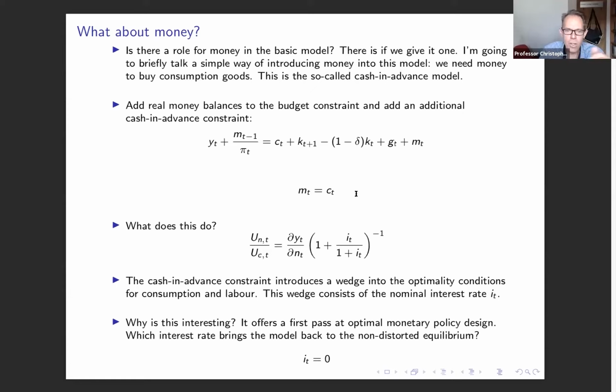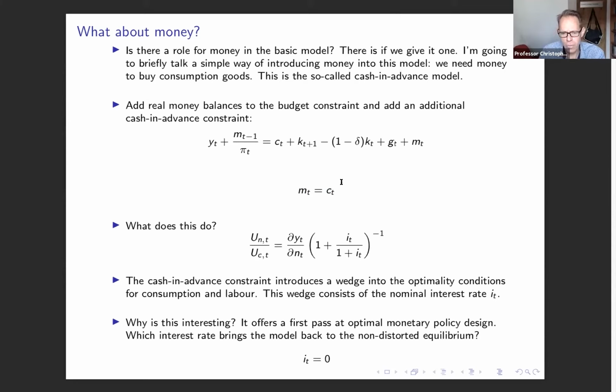And if you do this, then we amend our constraint. The household's constraint then simply says that we have this thing M here that we accumulate. So our sources of income plus money that's carried over from last period that we're able to spend. And then we've got something called the cash in advance constraint, which simply says that the money balances we hold today have to be equal to consumption.